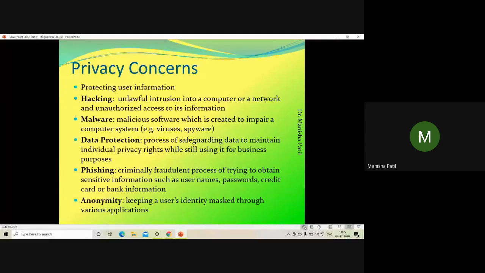Please note down these points. I repeat, privacy concerns: hacking, malware, data protection, phishing, and anonymity.